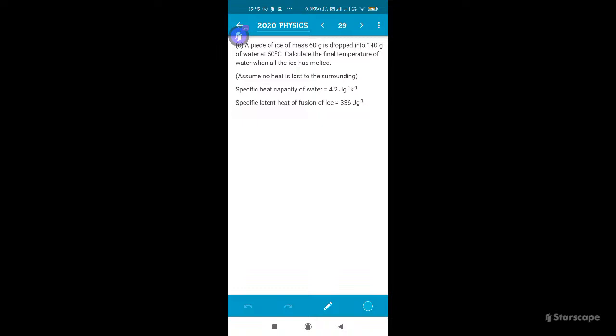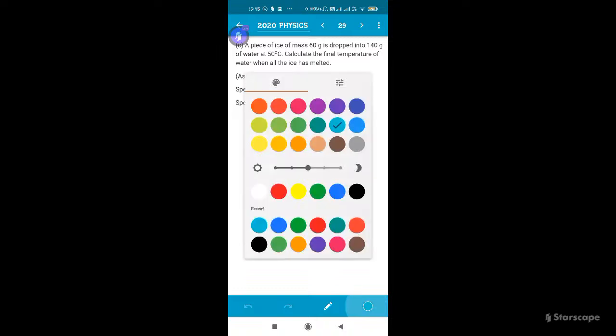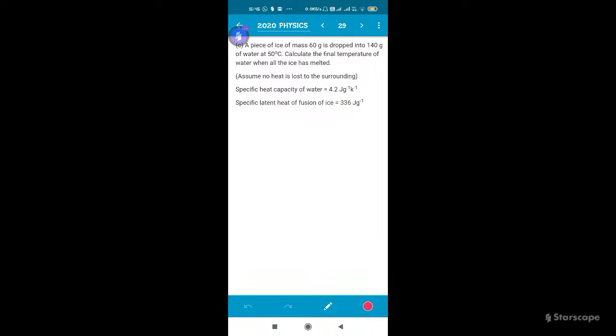We are going to use the same over here. So heat lost by water, the water which was at a temperature of 50 degrees Celsius, it is losing heat. But before that, let us do one thing. We have to find the final temperature. So let the final temperature be T.